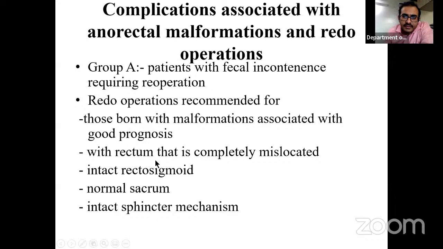Then, the rectum is completely mislocated, but the rectosigmoid is intact. As in the previous talk, sir has told the reservoir function of the rectum. If the reservoir function of the rectum is there, then even in very well-trained patients, we can achieve continence even with the colon. The patient must have a normal sacrum, because a normal sacrum means there is normal neurological innervation and an intact sphincter mechanism.